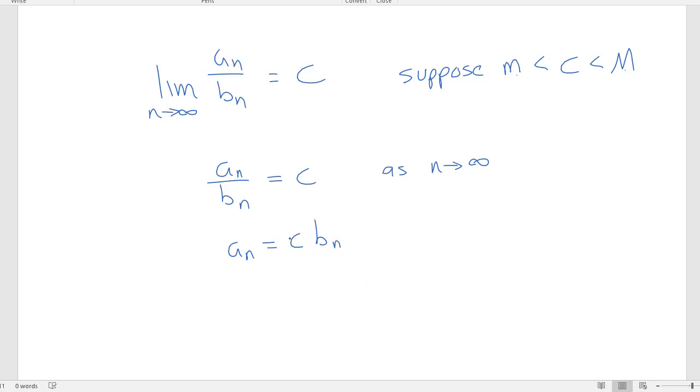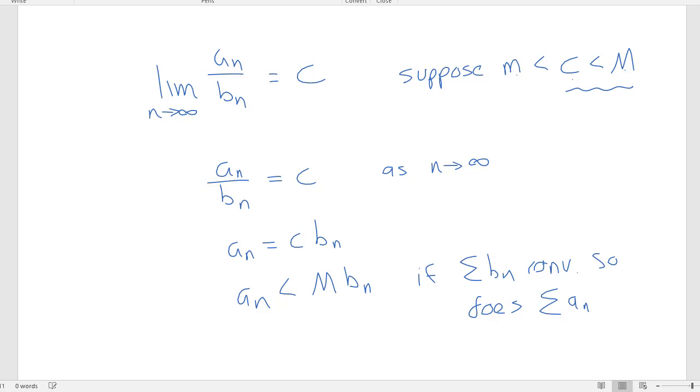Now, if c is smaller than cap M, like we wrote right here, then what I have is a sub n is going to be smaller than cap M times b sub n. So what we end up with here is the actual direct comparison test. Because if b sub n is converging, then cap M times b sub n is bigger than a sub n, and therefore a sub n is also converging. So if b sub n converges, so does a sub n, right?